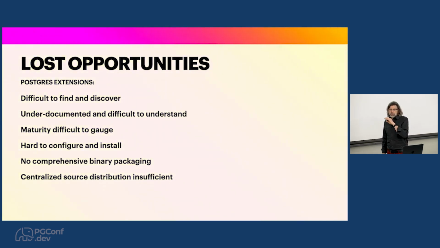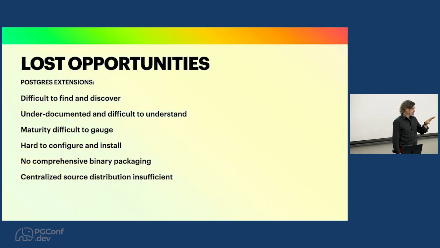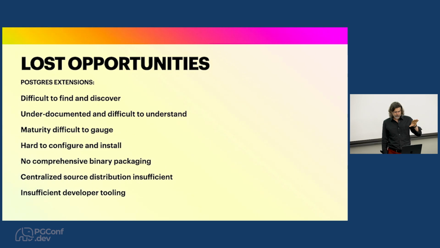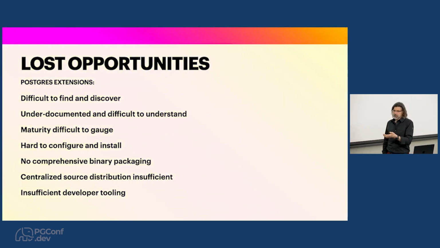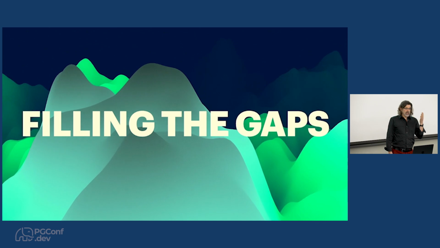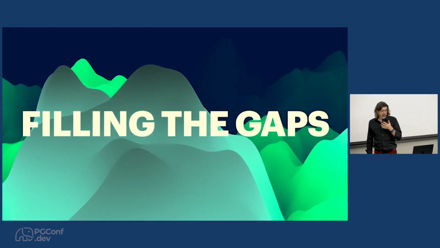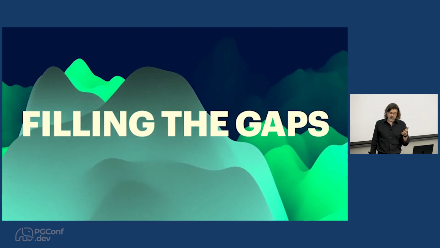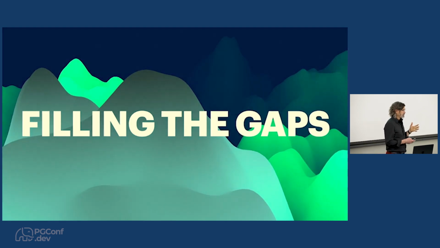So the conclusion I reach is that centralized source distribution is insufficient, which is what PGXN attempted to do, to be the one place where source code for extensions was distributed and findable. And there's insufficient developer tooling to help developers to improve this situation, to get things to the right places, to know how to get things going. But as I said, things haven't stood still, and a number of projects have emerged in the last couple of years in particular that try to fill some of the gaps in this.